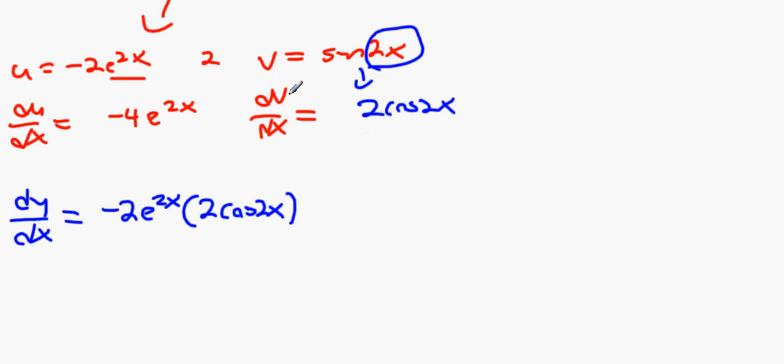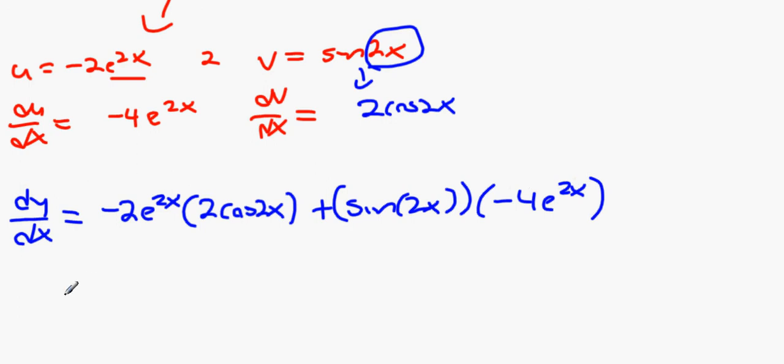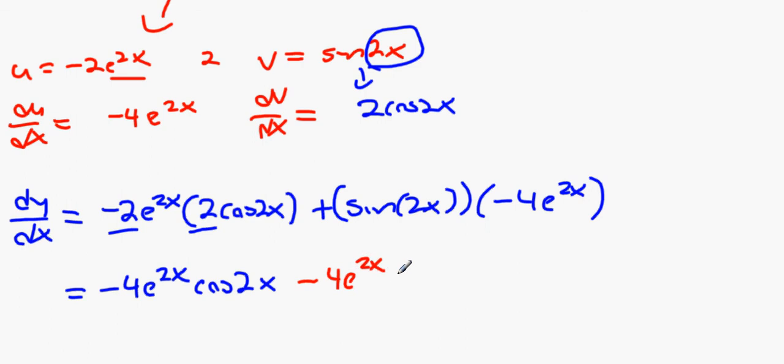Okay, and then we're going to get v times du dx, which is going to be sine 2x multiplied by minus 4 e to the 2x. So what we're going to get here is minus 4 e to the 2x cos 2x. That's basically the 2 by the 2 gives you the 4. And then we're going to get minus 4 e to the 2x sine 2x. Okay, now that's one part of it.